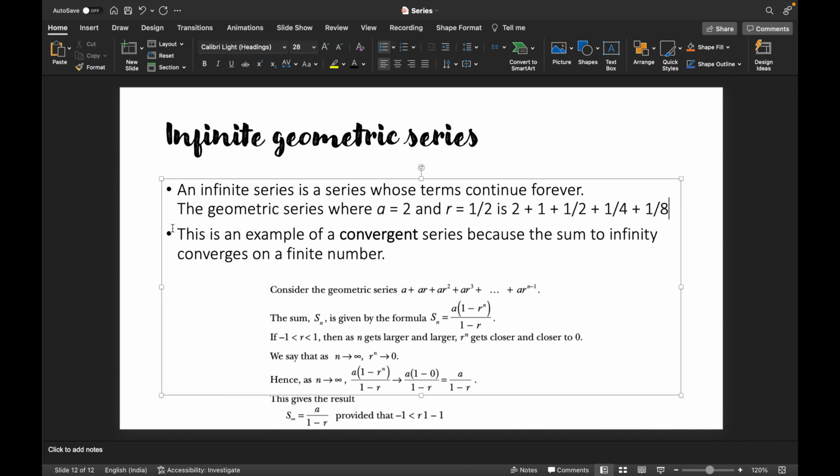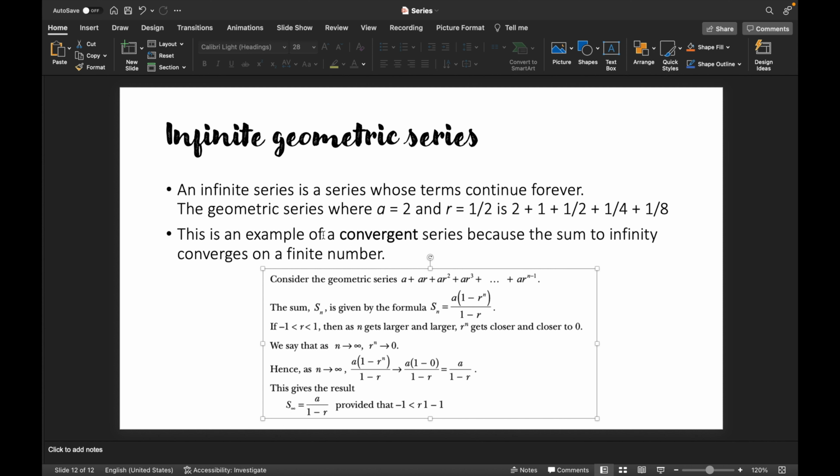Now we're going to talk about how to find the sum to infinity. This is an example of a convergent series, like I told you, because the sum to infinity converges to a finite number. If we consider the geometric series a plus ar plus ar squared plus ar cubed and so on, and we want to find the sum, we use the normal formula that we talked about here. Then if r is between -1 and 1, as n gets larger and larger, r to the power of n gets closer and closer to 0.